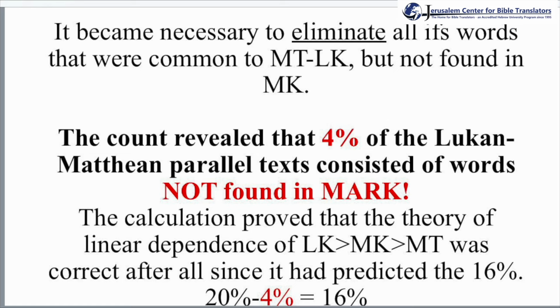So it became necessary to eliminate all of these identical informant sequence words that were common to Matthew and Luke, but weren't found in Mark. And the count revealed that 4% of the Lucan Matthean parallel texts are not found in Mark. And this calculation proved that the theory of linear dependence was correct after all, because it had predicted 16. If you take out the 4% that are in Luke and Matthew, but are not in Mark, then the ones that came through Mark into Matthew are 16%.